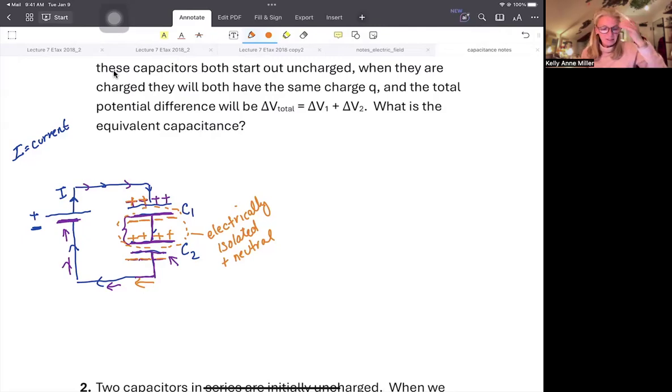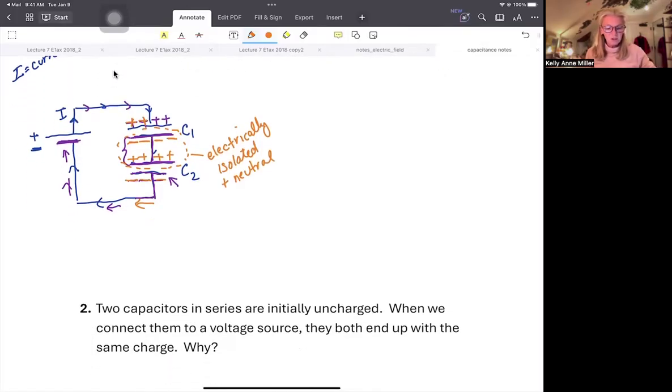The question that we're asked is, if I wanted to reduce these two capacitors to a single capacitor, like if I wanted to have a circuit that looked like just this with a single capacitor, just CEQ, how would I add these two, C1 and C2, up? What would I do to reduce these down to CEQ?